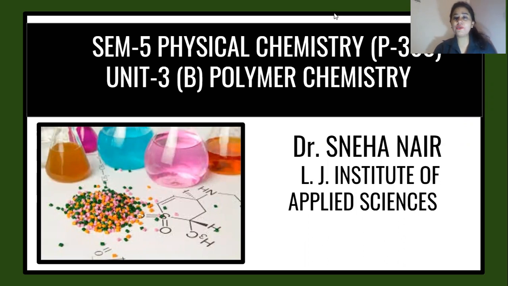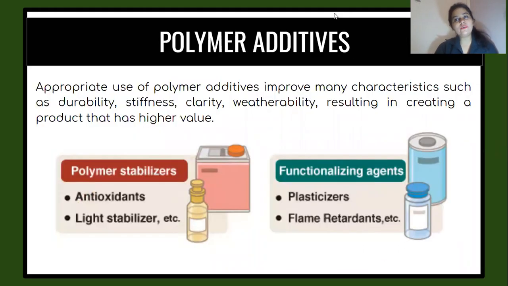We have already started with polymer chemistry, which is Unit 3B of Physical Chemistry, Paper number 303 of Semester 5 according to the GU syllabus. Now, in the last lecture, we completed the polymerization techniques, which were addition and condensation polymerization, falling into the category of modes of polymerization. And in this video, we'll be starting with polymer additives.